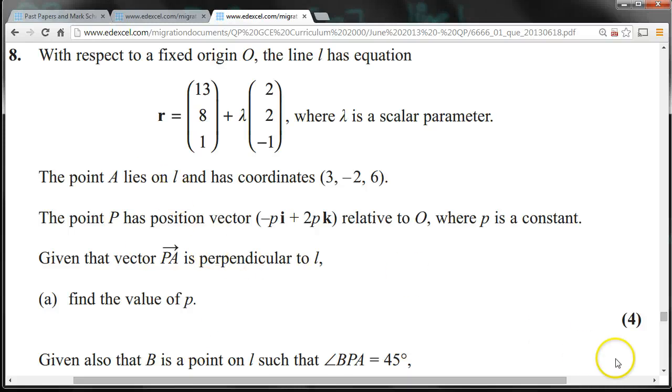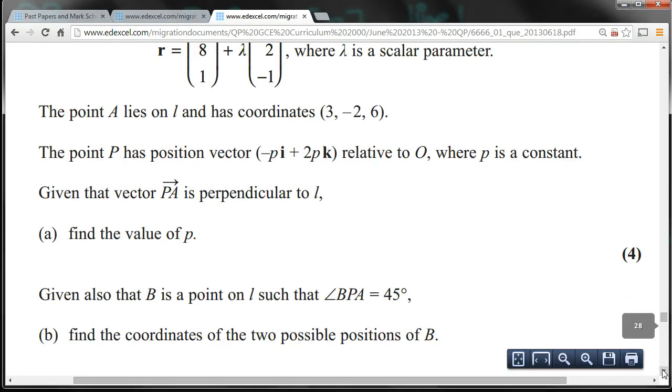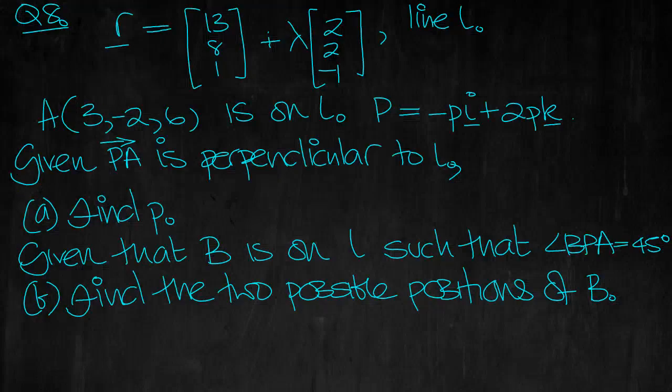Right, here's the question then. There's a part B just hiding below here. Okay, so I've got it summarized here. Let's have a look at it then, part A. So find the value of P that's mentioned here. We're given that PA is perpendicular to the line L. Here's the direction for L. So PA is a vector then.